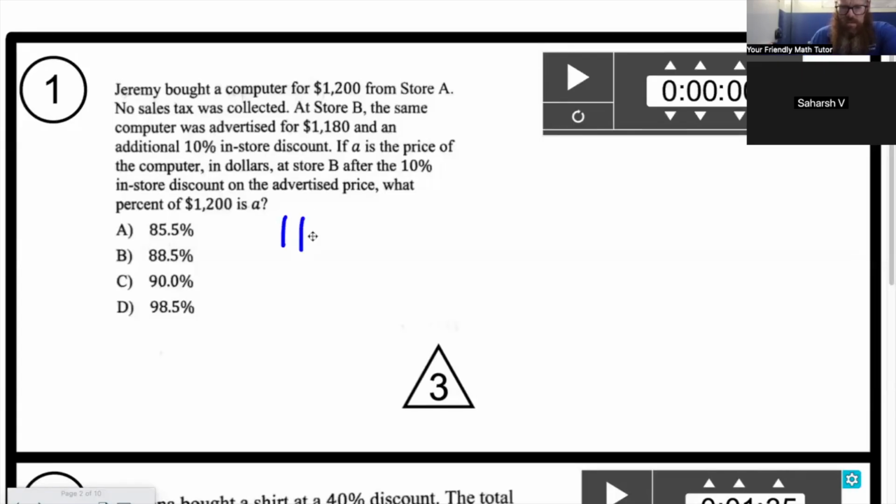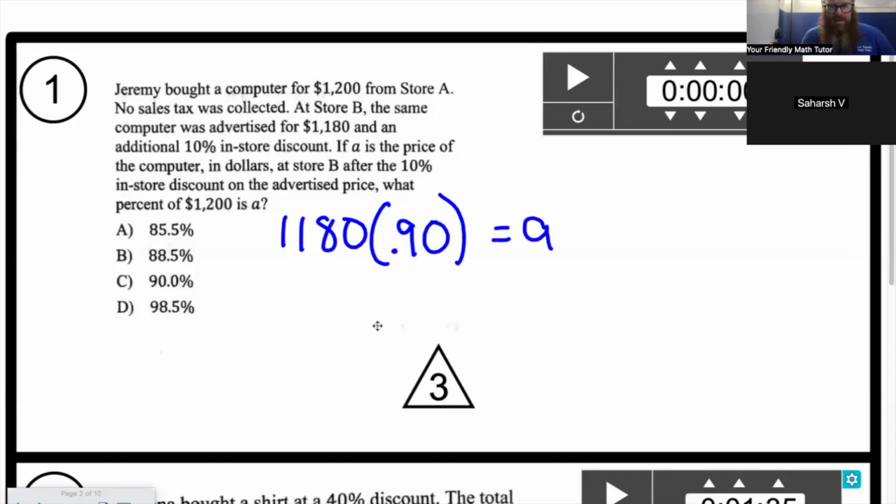So basically, if we start with 1180 and we want a 10% discount, we want to think of it as we start with 100% and we're taking 10% off. So we're going to multiply it by 0.90 because we're keeping 90% of the price. And that's going to equal A. So if we just do that, we get A is 1062.